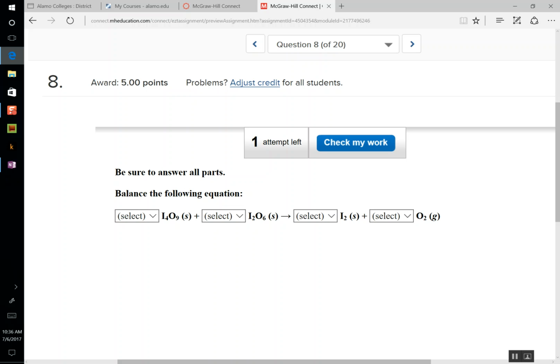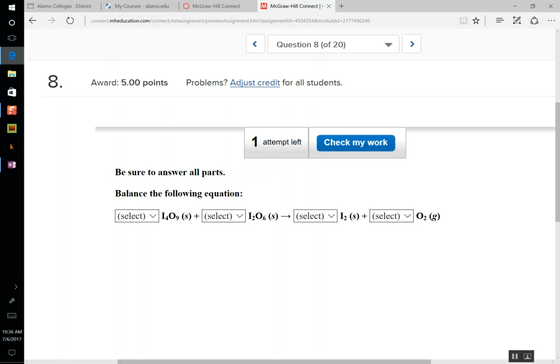What's neat here is the iodine and the oxygen are sitting all by themselves, right? So I've got 6 iodines over here. So how many of these do I need? 3. We're going to need a 3 here. And we've got 15 oxygens. Uh-oh. 15 is going to be 7.5 of these, right? So we got a 1 here, a 1 here, a 3, and a 7.5.